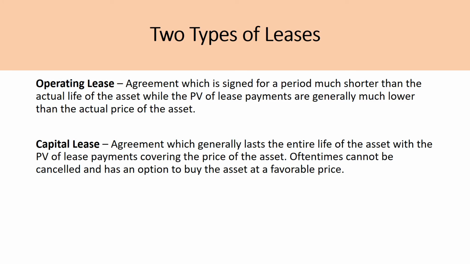So there are two types of leases. There's an operating lease, which is an agreement signed for a period much shorter than the actual life of the asset, while the present value of lease payments are generally much lower than the actual price of the asset. And then there's a capital lease, which is an agreement which generally lasts the entire life of the asset, with the present value of lease payments covering the price of the asset. Oftentimes it cannot be canceled, and it has an option to buy the asset at a favorable price.